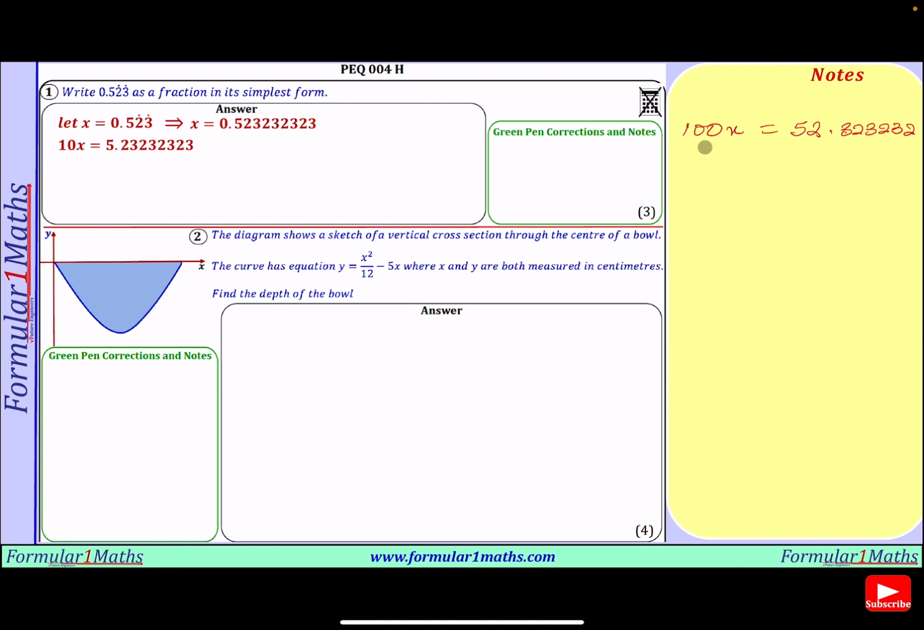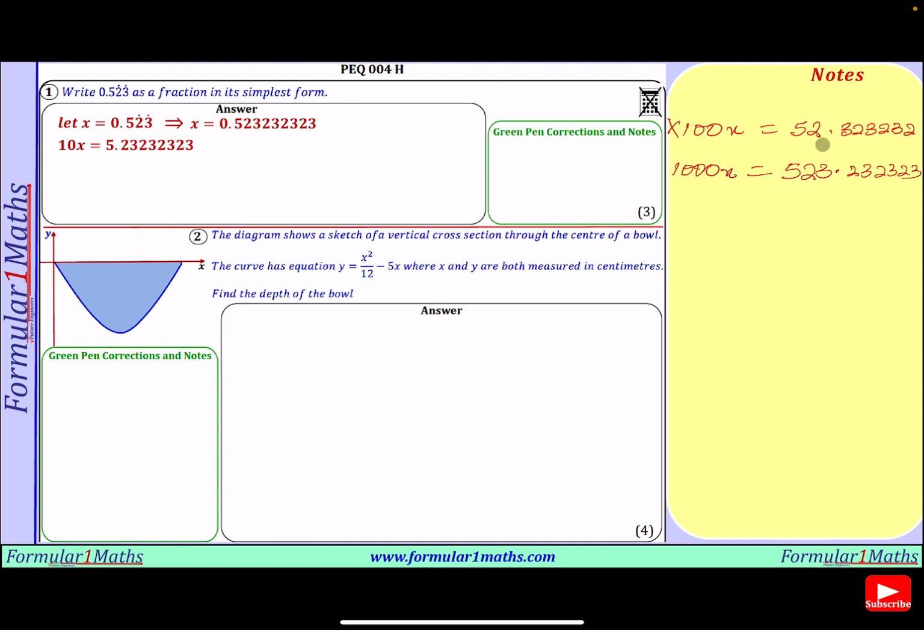So 2323 is isolated behind the decimal point. For the case of 100x, we have 323232 instead of 2323 recurring. And so this is not good. So we go on and multiply by 1,000. So if I multiply by 1,000, 1000x, I'll get 523.232323. And now you can see that the recurring decimal is now isolated behind the decimal point in this case.